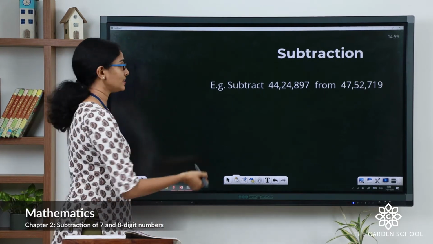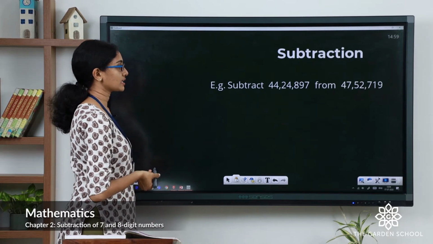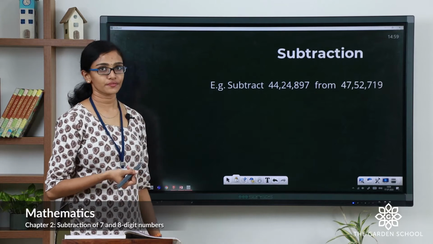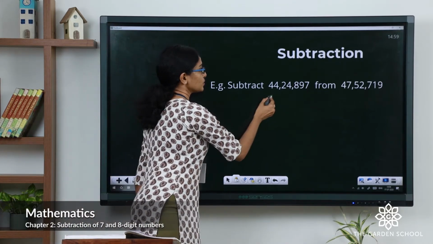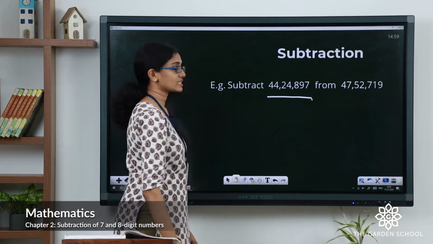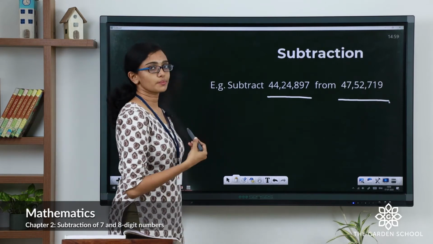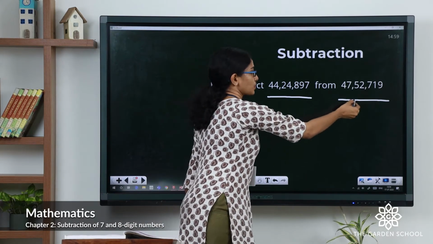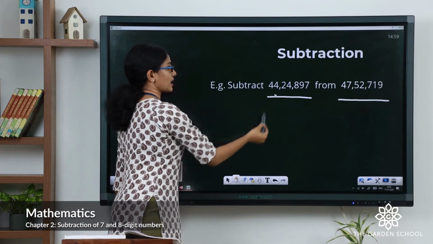Look at this example. Subtract 44,24,897 from 47,52,719. So, you have to take away or subtract this number from this number. Which is the bigger number here? This one. So, this is the minuend and this is the subtrahend.